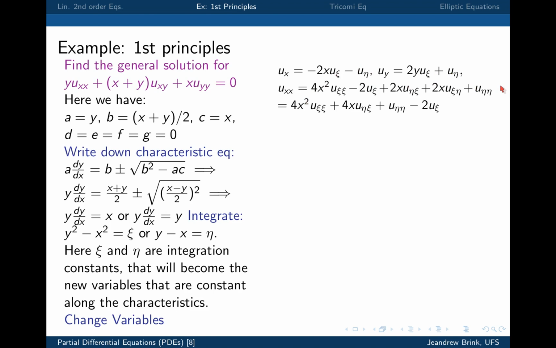Okay, so if you get confused, what you need to do is you take ux. You want uxx. So that's equal to u of x times x, right? And what you do is you substitute in what we have for u of x. So you have minus 2x u xi minus u eta, and you want the derivative in x of this thing. I've basically taken u of x, which is going to be easier if I write it here. So you have u of x is equal to minus 2x u of xi minus u of eta.